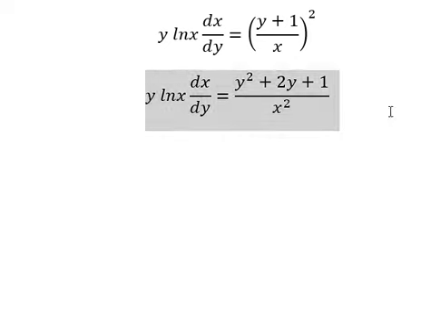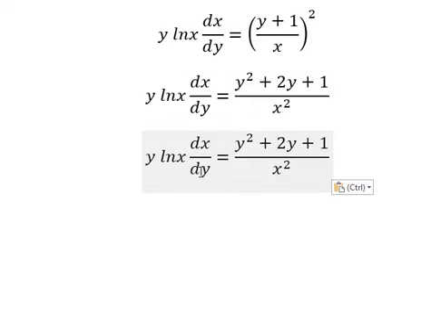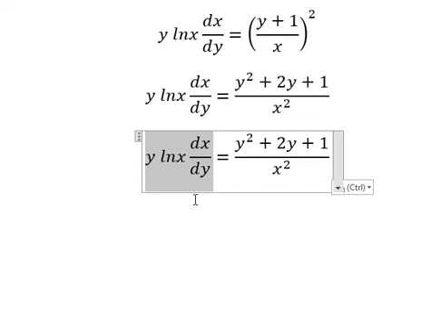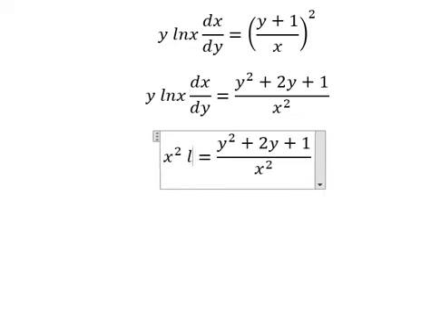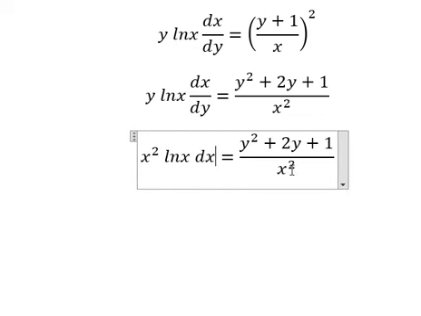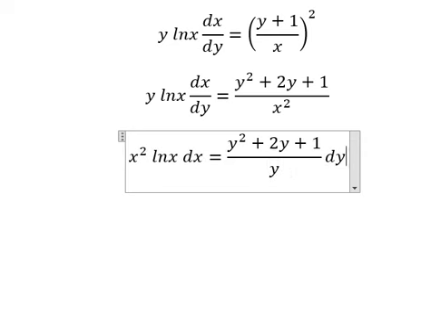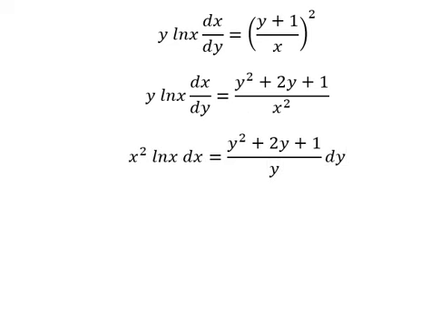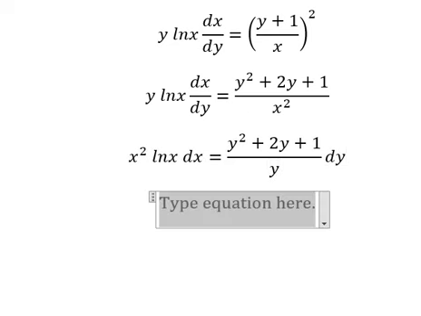Next, I will put dy to the left, s squared to the right, and y to the right, and now we have it like this. Next, we need to put the integration on both sides.